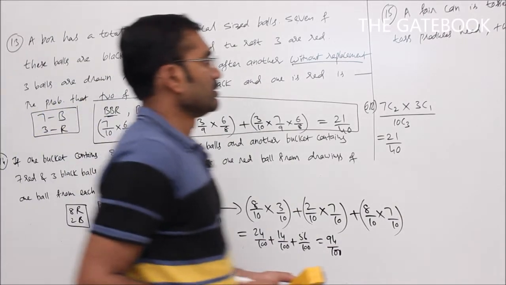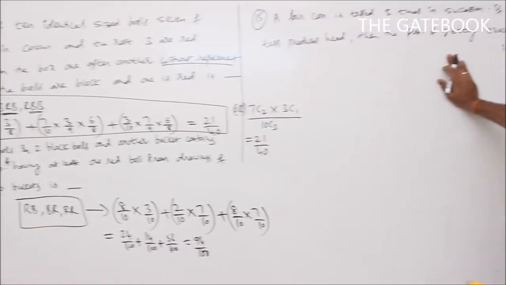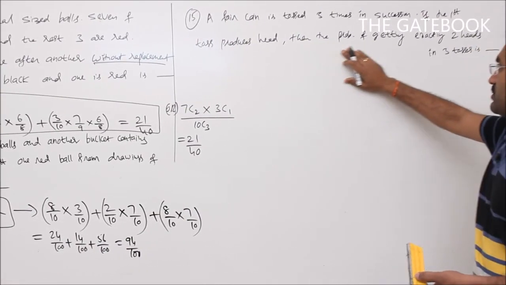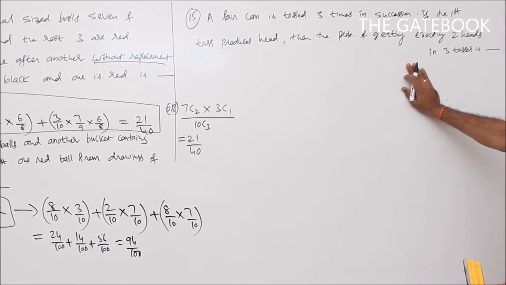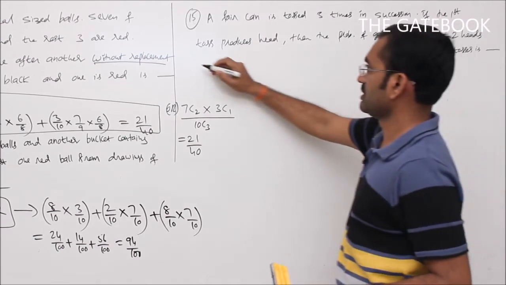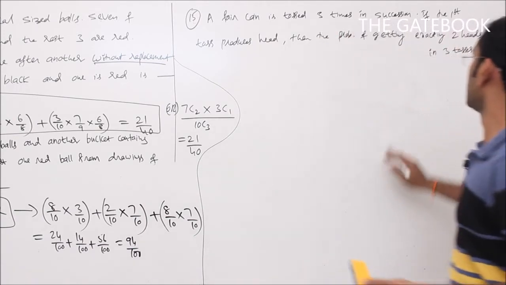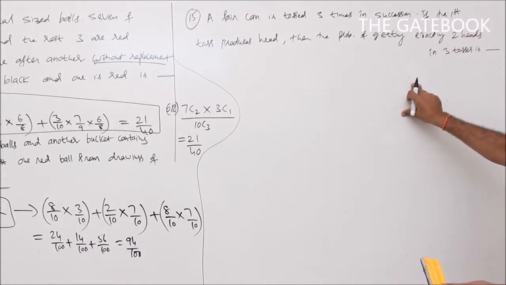Now come to the 15th question. A fair coin is tossed 3 times in succession. If the first toss produces head, then find the probability of getting exactly 2 heads in 3 tosses. This is an application of conditional probability. Probability of getting exactly 2 heads in 3 tosses.